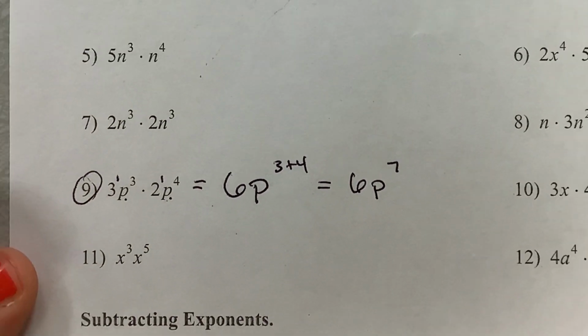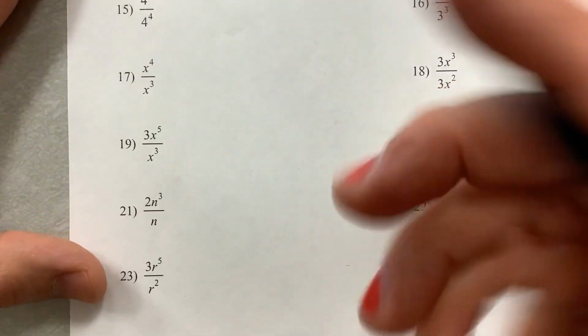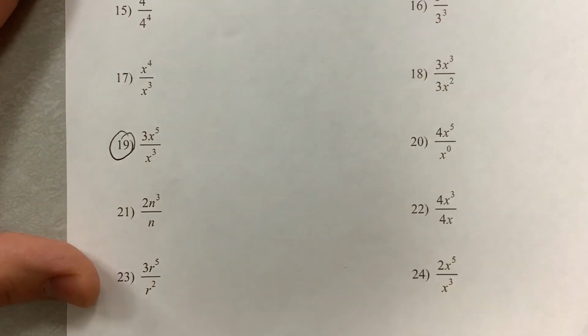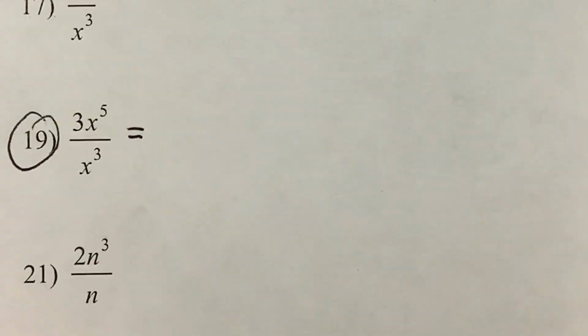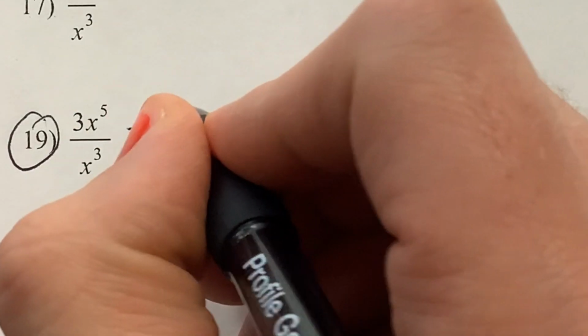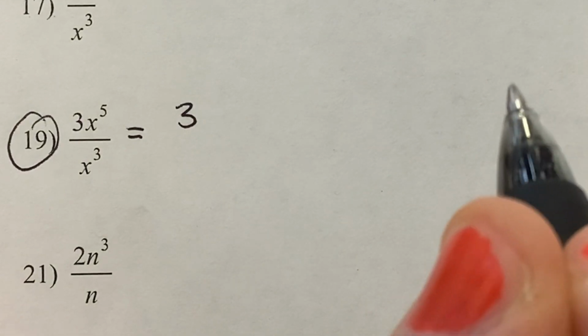Jumping on to something a little harder. Let's look at problem number 19. Now, 19, we're not multiplying anymore. Now we're dividing. At this big fraction bar right here, we're dividing. So, I just have a 3 on top. There's no other numbers in here, so there's really nothing I can do. I can just kind of throw that 3 over there. It's kind of just there, right?